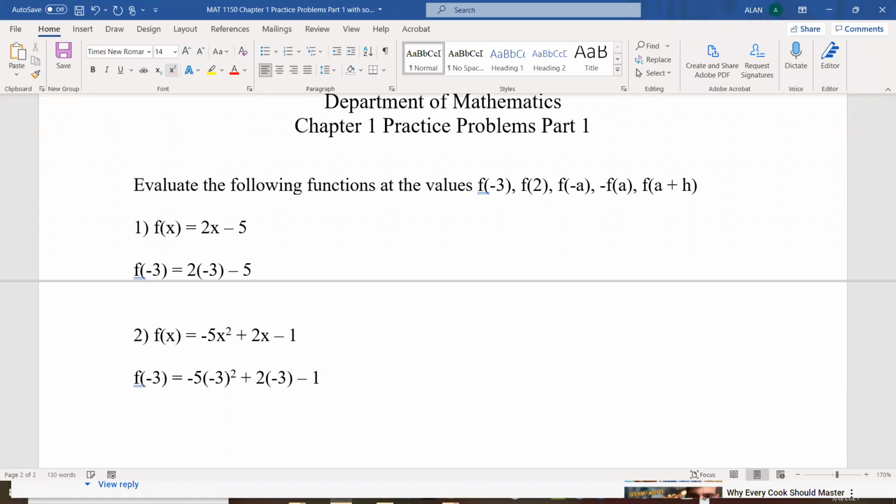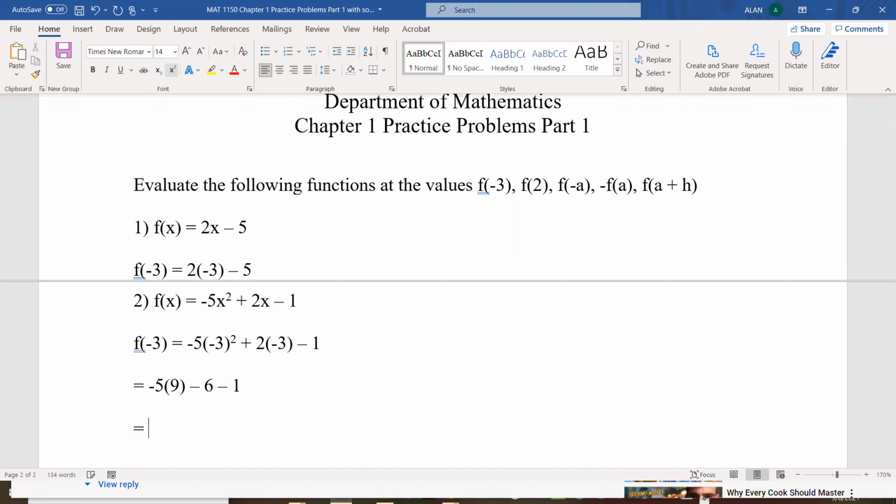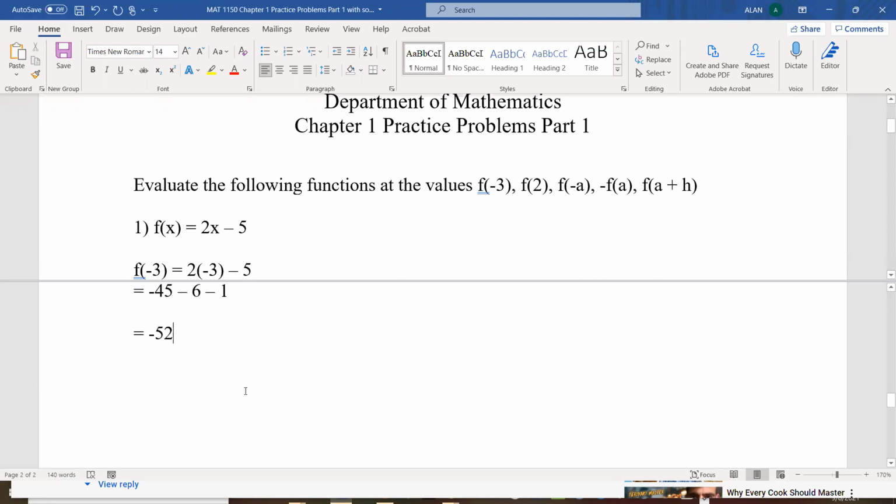And so now we have to be careful with this one because you're multiplying negative 5 times 9. I just want to do that one in 2 steps. Minus 45 minus 6 minus 1 equals minus 52. Okay, so that's how that one works. So you have to be careful with it. Make sure here you're squaring the negative 3, then you multiply by negative 5. Over here, you're subtracting 6, of course, and 1. And so ultimately, we wind up with negative 52.